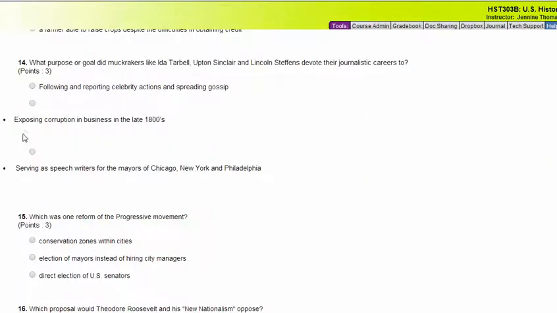Number 14, there's a little bit of a formatting error here, but I'll read it through for you and hopefully that will help you out. What purpose or goal did muckrakers like Ida Tarbell, Upton Sinclair, and Lincoln Steffens devote their journalistic careers to? First option, following and reporting celebrity actions and spreading gossip. Second option, exposing corruption in business in the late 1800s. Or third option, serving as speechwriters for the mayors of Chicago, New York, and Philadelphia.